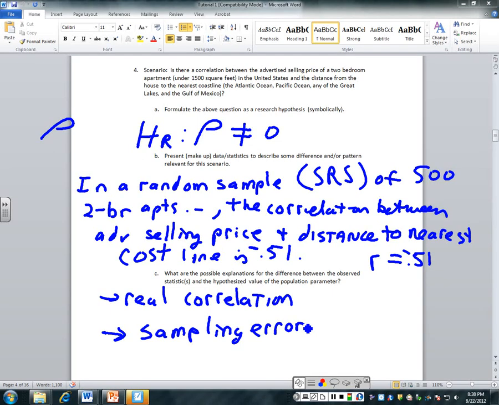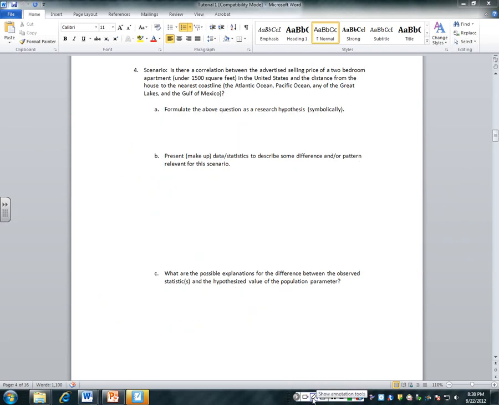You'll probably get tired of my coin flipping example, but sometimes when you flip a coin, you get 0.7, another time 0.3 or 0.8 or 0.5. That's just sampling error, or could just be sampling error.